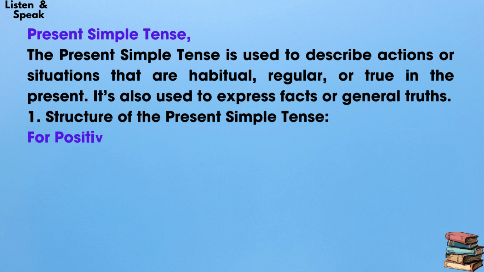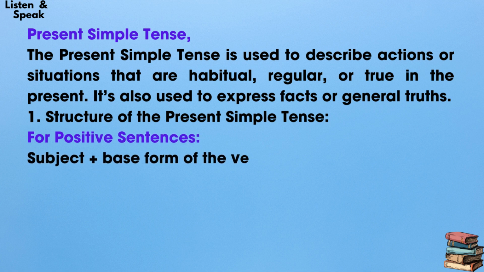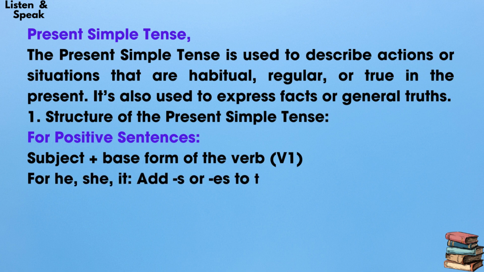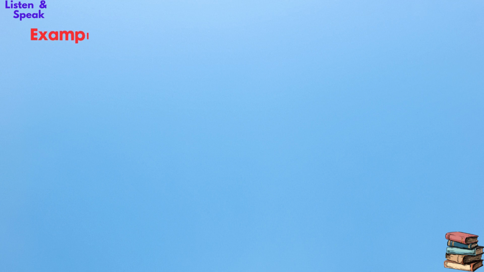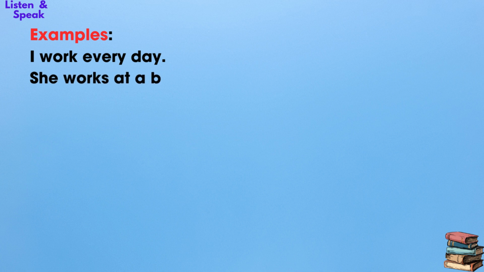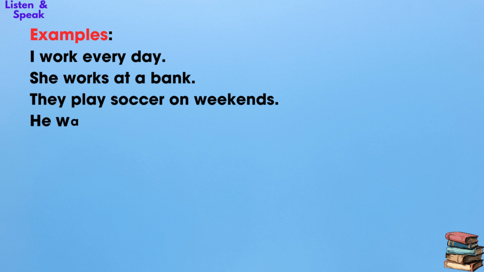For positive sentences: subject plus the base form of the verb (V1). For he, she, it, add s or es to the base form of the verb. Examples: I work every day. She works at a bank. They play soccer on weekends. He watches TV after dinner.